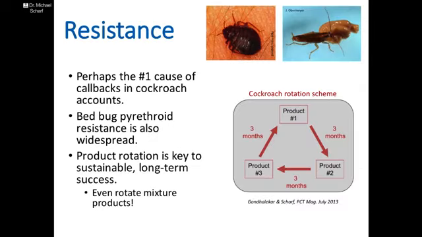And then finally, the last factor I wanted to mention here is resistance. Knowing how insecticides work is really key to resistance management. Perhaps the number one cause of callbacks on cockroach accounts is resistance, and we know also that bed bug resistance is widespread to pyrethroids. Maybe not other materials, but definitely things that target the sodium channel, like pyrethroids. So product rotation is key to sustainable long-term success in these two pests. That's the message we're pushing, and we're sticking to it. Even mixture products we feel need to be rotated.